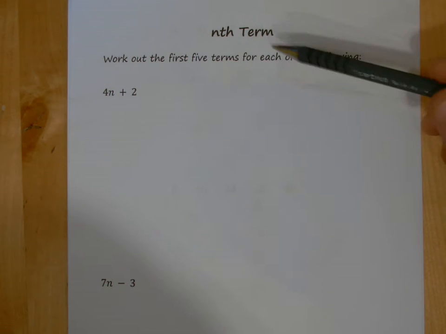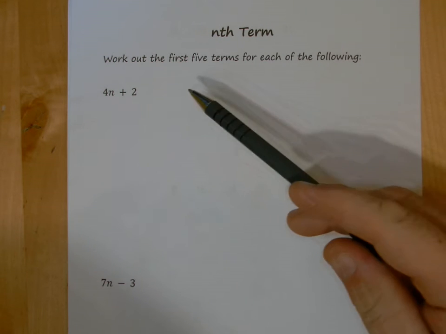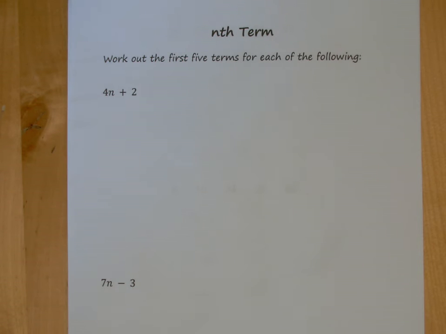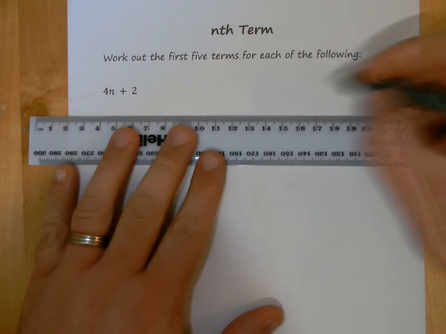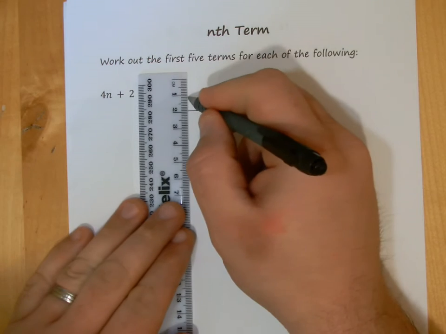Okay, so we can use the nth term to write out however many terms that we want. So in this case here, it says work out the first 5 terms. So for 4n plus 2, we need to work out what 4n plus 2 is when n is equal to 1, n is equal to 2, n is equal to 3, 4 and 5, for the first 5 terms. Now you might find it helpful to draw a table, you don't have to.